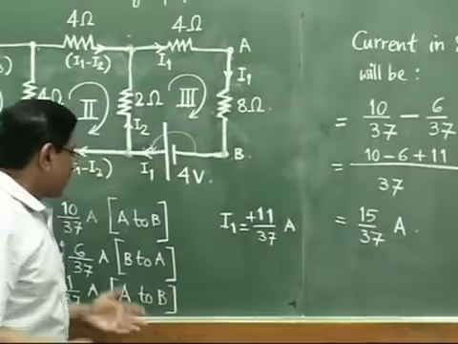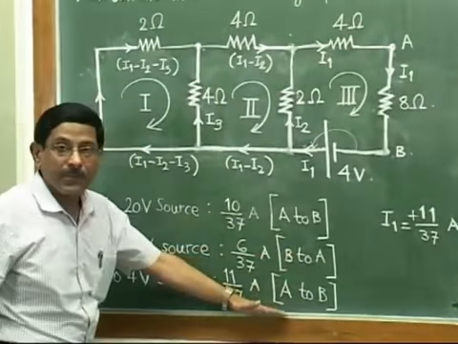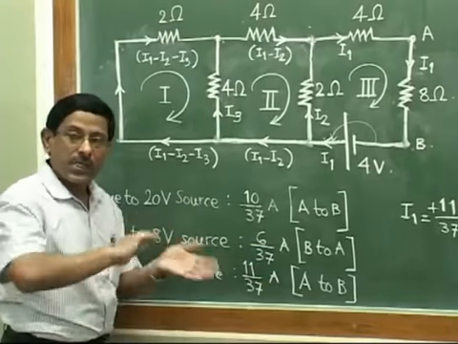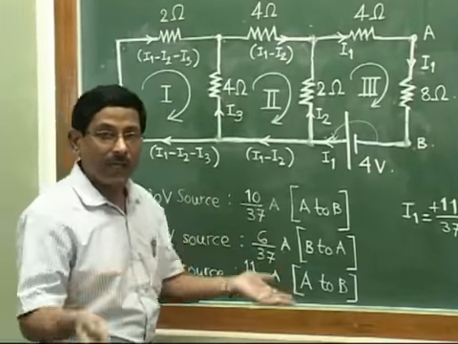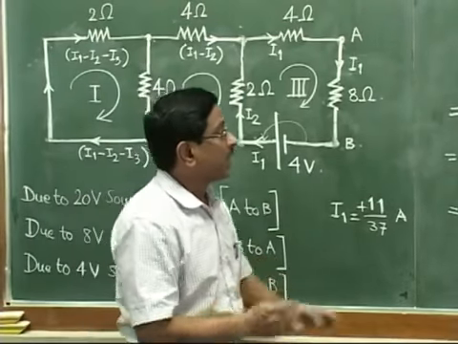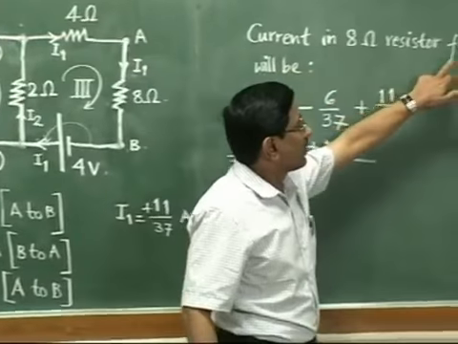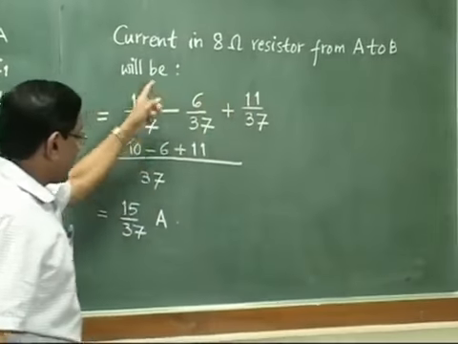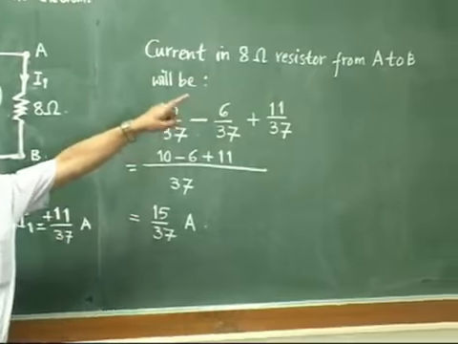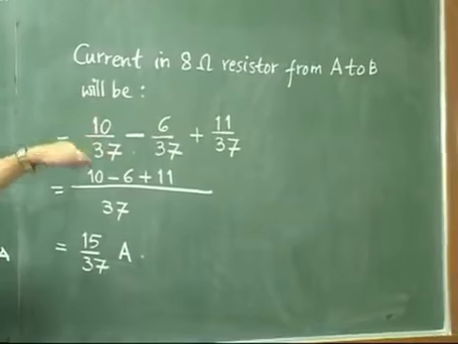Otherwise, one more thing, you can add all the currents A to B, that will be some value. Then you have this current B to A, you subtract and accordingly find out what would be the final magnitude and final direction. Okay, that means current in 8 ohm resistor from A to B will be this value. Since we have got plus value, that means current is truly from points A to B.